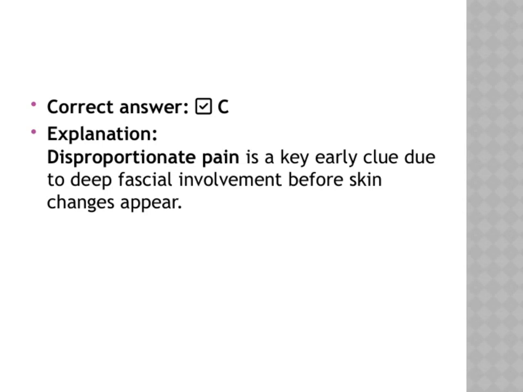All right, let's look at the correct answer here, which is C. An important point to remember is that disproportionate pain is a key early clue in this condition. What makes it so significant is that it often occurs due to deep fascial involvement, which happens before any visible skin changes appear. So, even if the skin looks relatively normal, the patient may be experiencing severe pain that doesn't match what we see on the surface. Recognizing this discrepancy can be crucial for early diagnosis. This ties into the overall theme of understanding subtle signs that can lead to prompt management, especially in cases where early intervention can make a real difference.